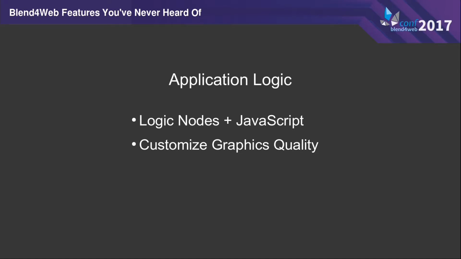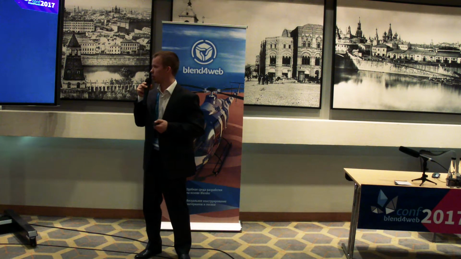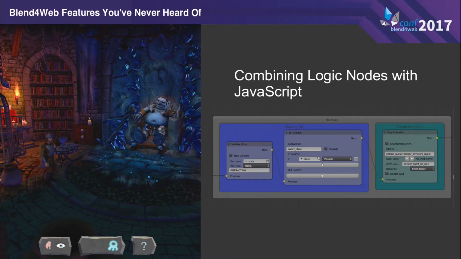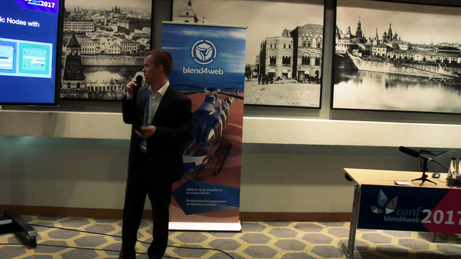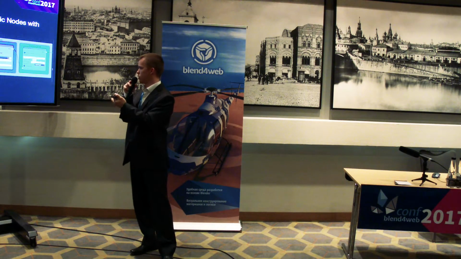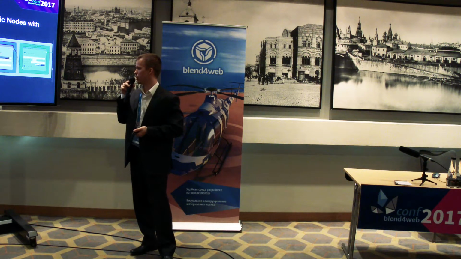Now about application logic. The first thing, you might be aware of it, but it is still not very popular: you can combine your logic nodes with JavaScript. For this case, we have a JS callback function. The perfect example of using this kind of interaction is the Pythagore-style third, if I'm not wrong, level. So almost all the logic with character movement is done on the JavaScript side, and then implemented inside the logic nodes tree with the JS callback function.